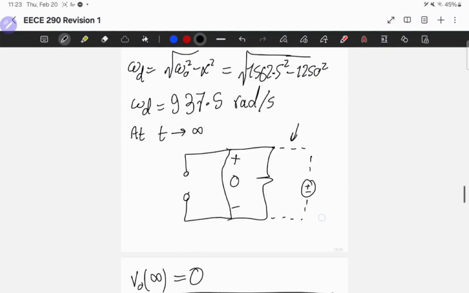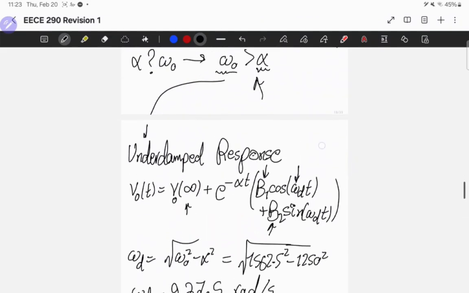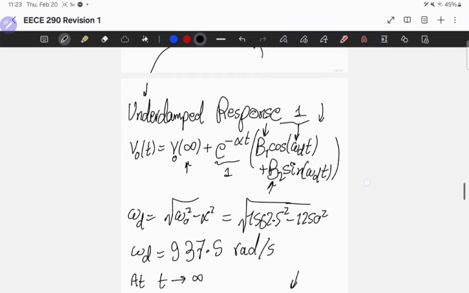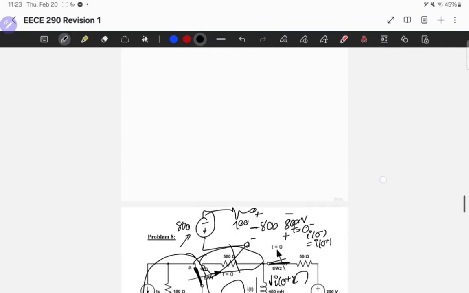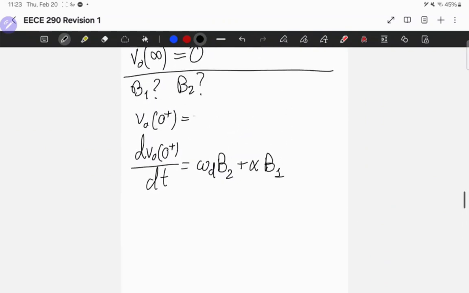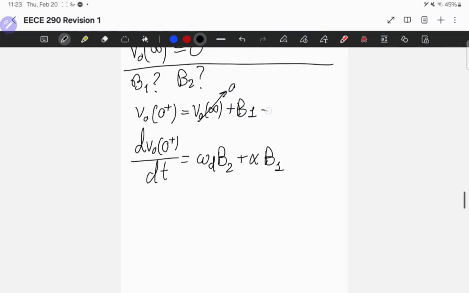And I know V0 at 0 plus because I can replace in here for time equal to 0. If time equal to 0, cosine 0 will be 1, so B1 will survive. Sine 0 will be 0, so B2 is cancelled, so we only get B1. In the normal case, I also get V0 at infinity plus B1, but we agreed that this is 0. I don't have anything giving me a voltage at time equal infinity, so I'm left with B1.